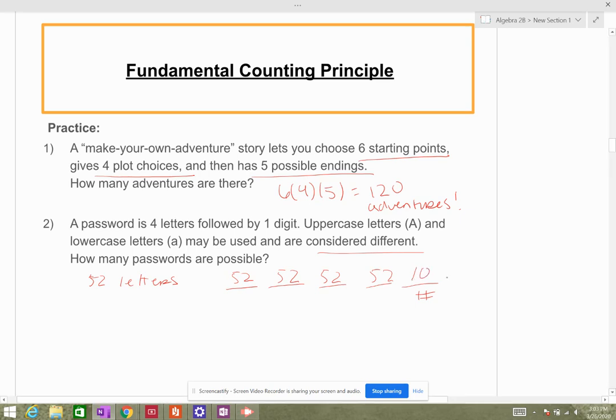So if I multiply all of these out, I'm going to get 73,116,160 total password options. Now, granted, this problem didn't ask you for this, but one thing that you could do if you needed to adjust this is what if the problem said no repeats?